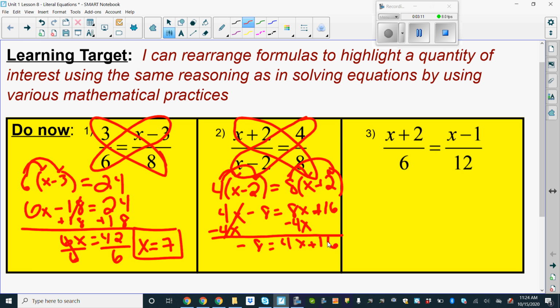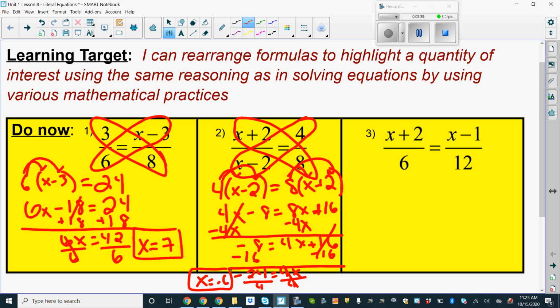It has a plus 16 attached to it. I need to move that away because I don't want anything attached to the variable. So I need to move the 16 over by subtracting 16 on both sides. And when I do that, I have negative 24 equals 4x, and divide by 4 on both sides, and I have x equals negative 6. A negative divided by a positive is a negative answer.